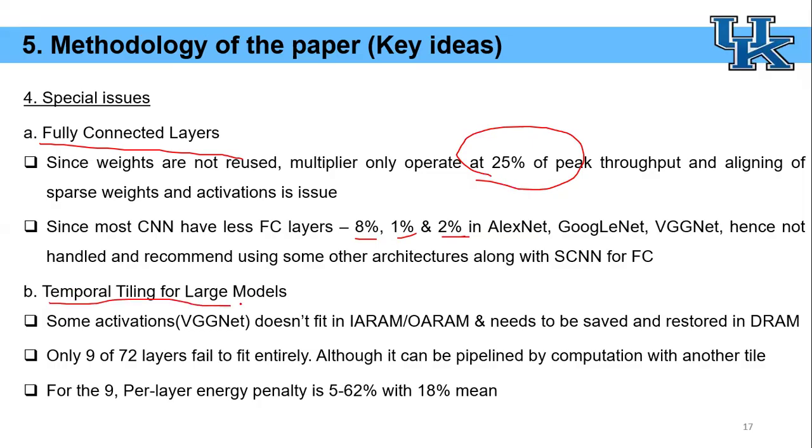Another part is temporal tiling. What it basically means is that some data cannot fit inside the IARAM or OARAM, the input and output activation buffers inside the PE, right? For that, we have to do temporal tiling. So basically, we have to store that into DRAM and retrieve it again. So that's one of the demerits for now. But obviously, that's only 9 of the 72 layers that don't fit, so they didn't increase the buffer size.